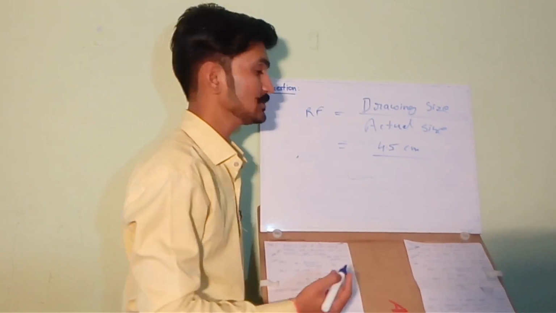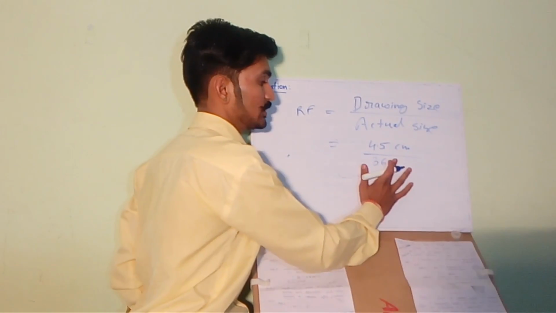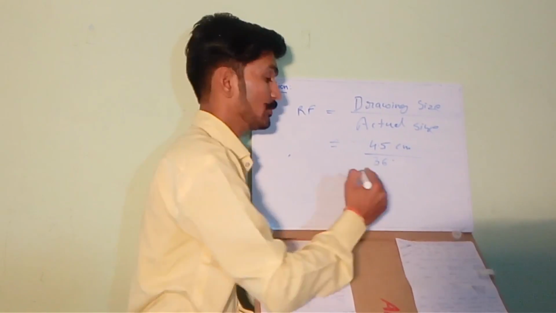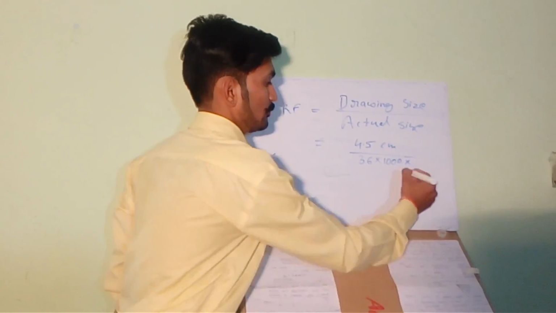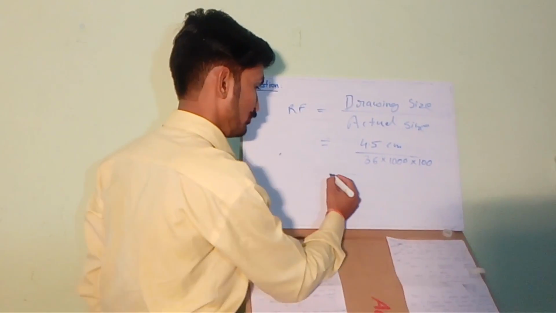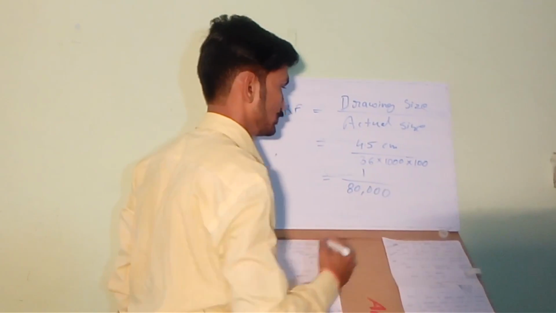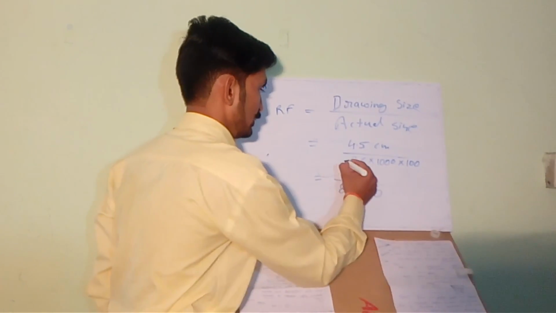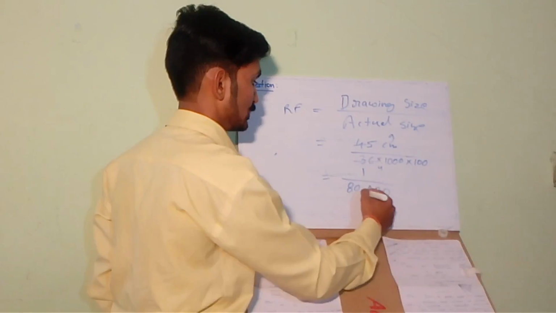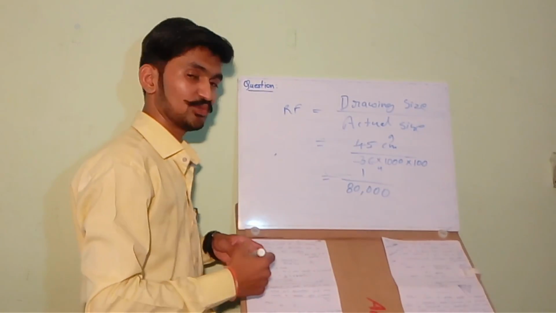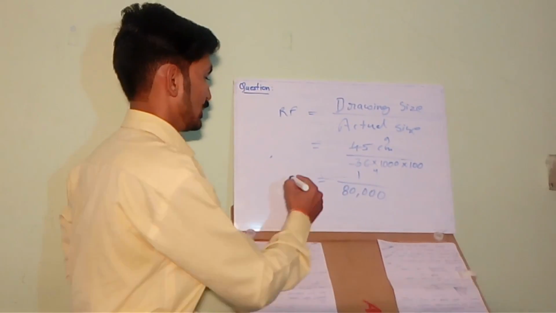and the actual size is 36 kilometer, but we have to take both in the same unit. To convert kilometer into meter, multiply it by 1000, and to convert meter into centimeter, again multiply by 100. So it will be 1/80,000. Because if we cancel it by 12 for the 36, 12 9 45. Like this we can get this data. You can also use a calculator to solve, but it is very easy, and this is RF.